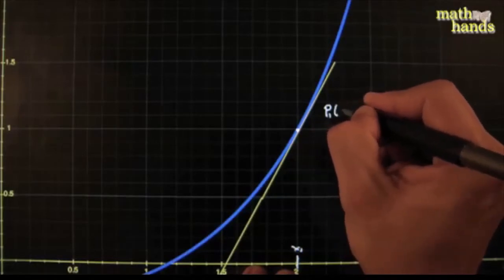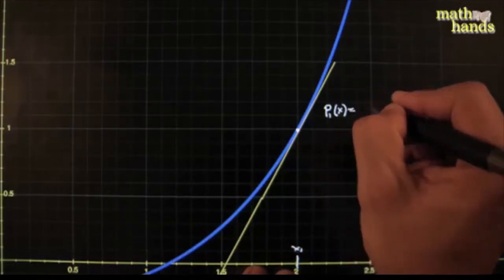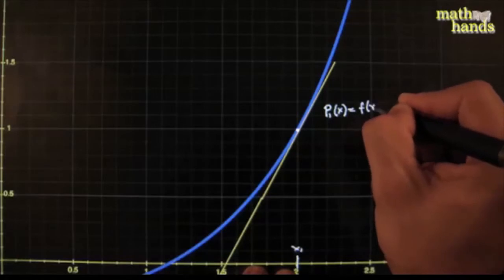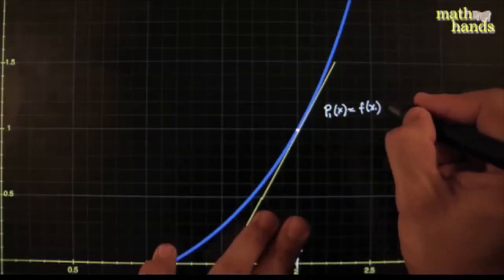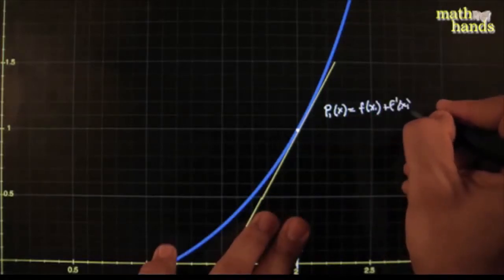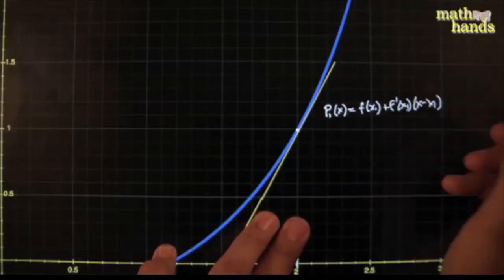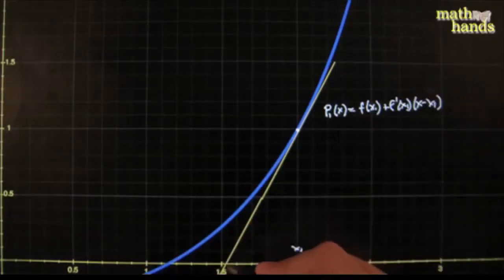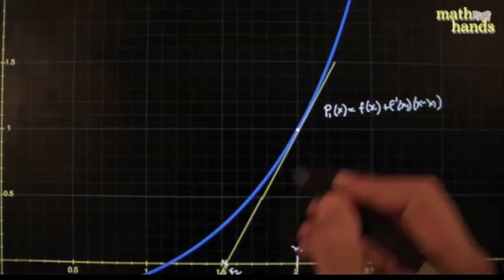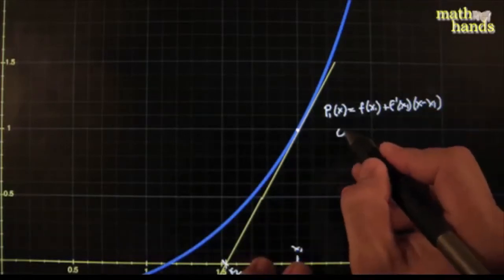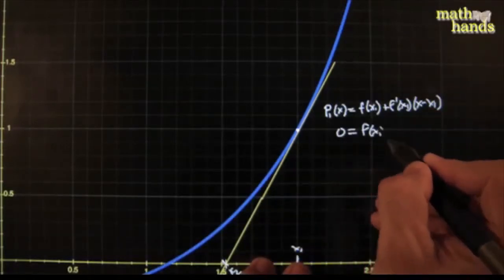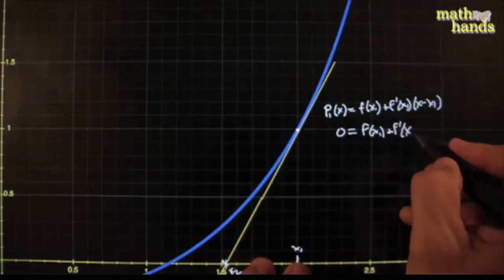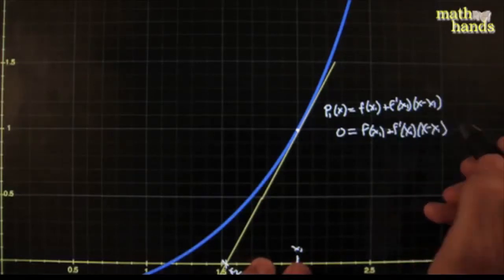P1 of x is equal to f of x1 plus f prime of x1 times (x minus x1). Tell me if you've seen this before. You've seen it a million times. You set it equal to 0 to lead you to x2. That's what points you to x2. You set it equal to 0. So you get that f of x1 plus f prime of x1 times x minus x1 is equal to 0.